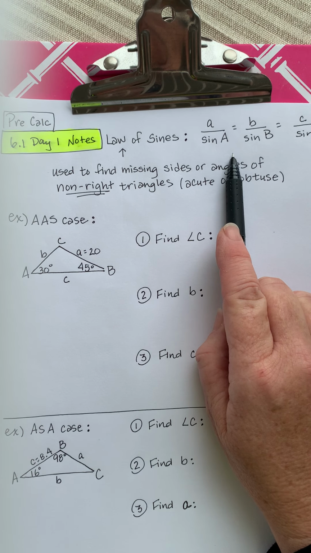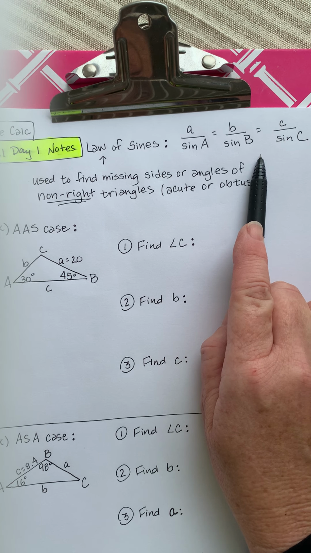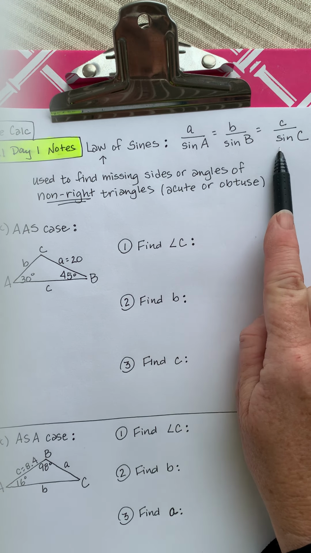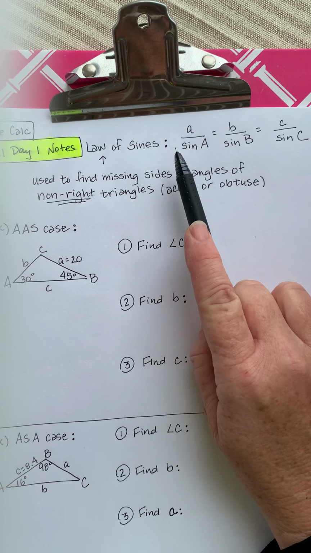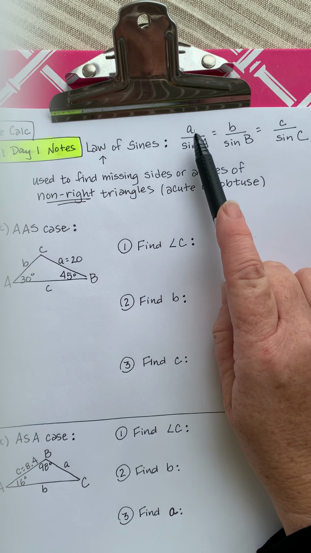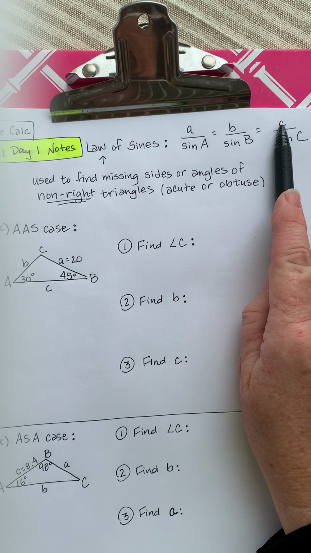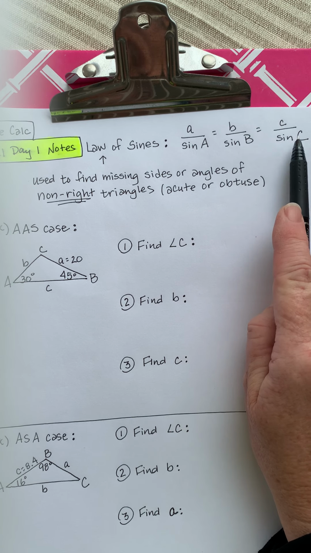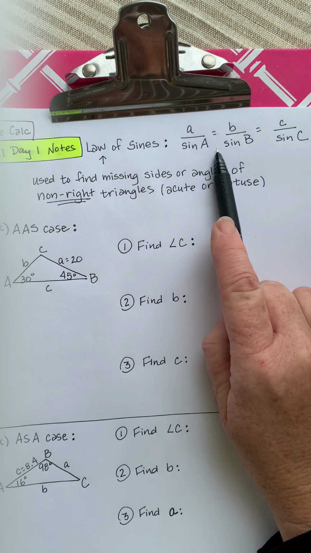This is the formula for the law of sines. As you can see, it's a pretty straightforward equation. I think of them as pairs. Remember, the small a, b, and c are the sides of our triangle, and the large A, B, and C are the angles of our triangle.